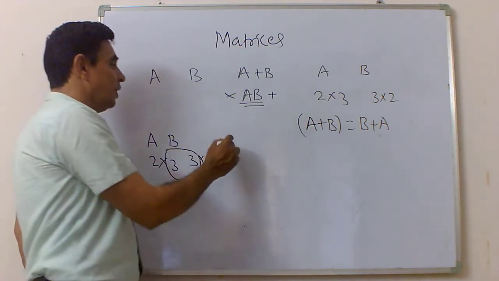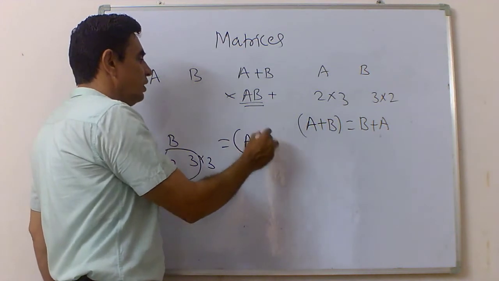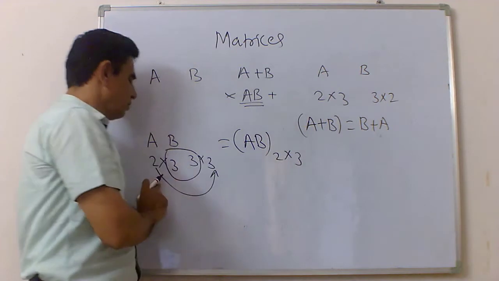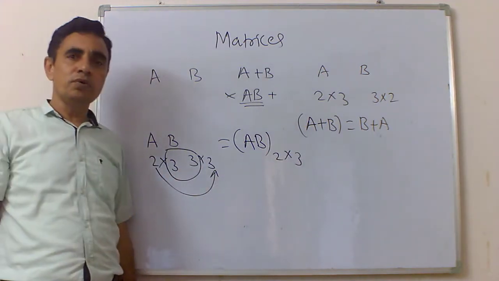And the product matrix having order A into B, AB is a product matrix, its order is 2 by 3: number of rows of prefactor by number of columns of post factor.